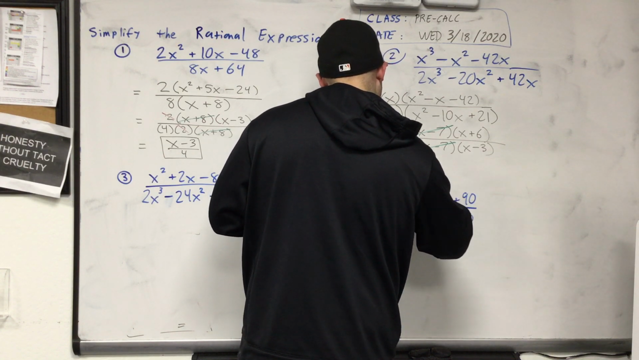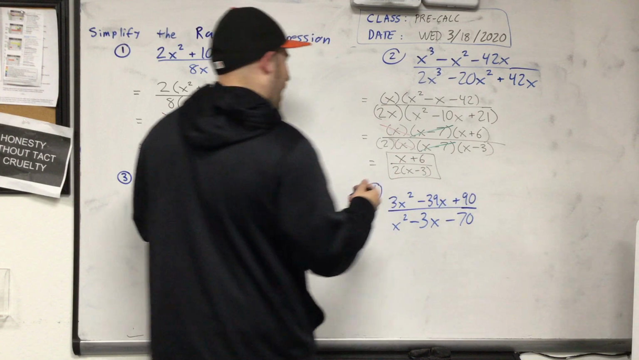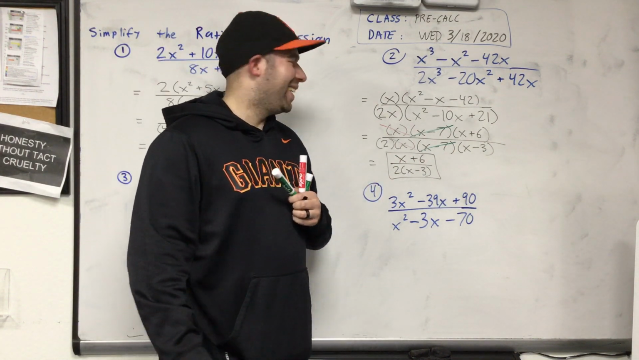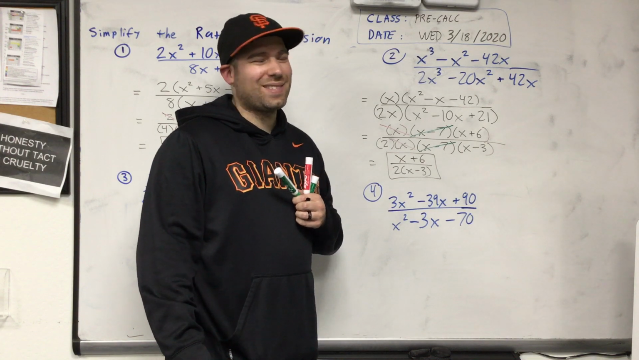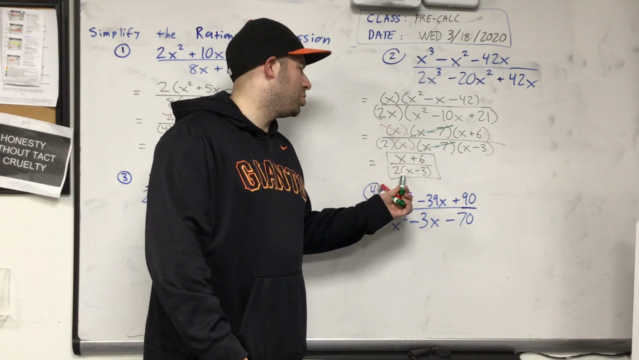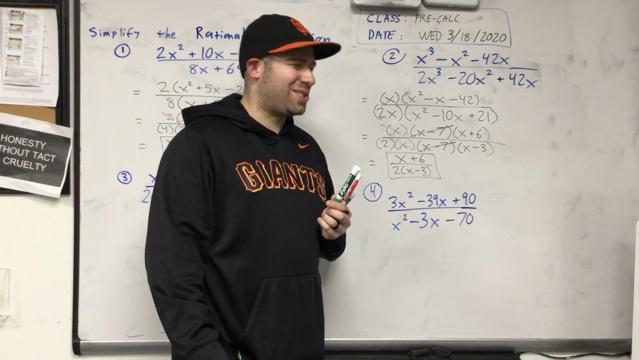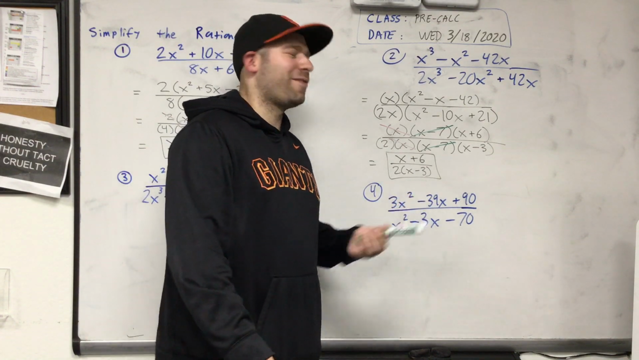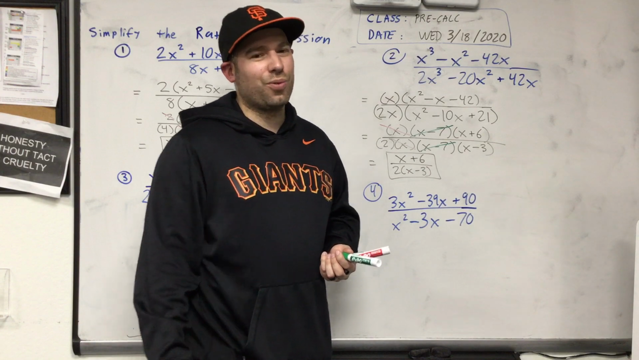I'm okay with it left like this because I like it factored out. I like it because it makes it easy to plug in. Although you could make this x plus 6 over 2 times 2x minus 6. So x plus 6 over 2x minus 6. I would prefer it factored out because it makes life so much easier for limits.